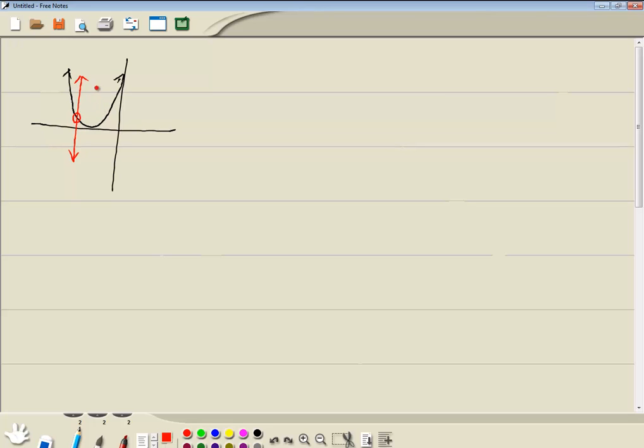Well, here I draw one, it intersects in one place. Here I draw one, one place. Here I draw one, one place. No matter where I draw a vertical line, the most it'll ever intersect is one place, which means that this is a function.